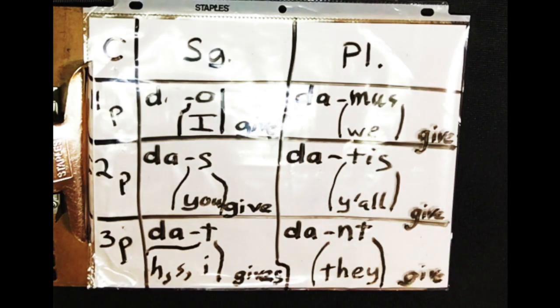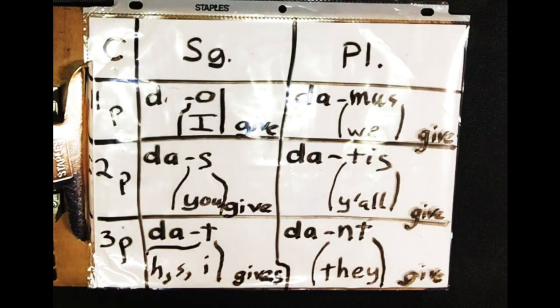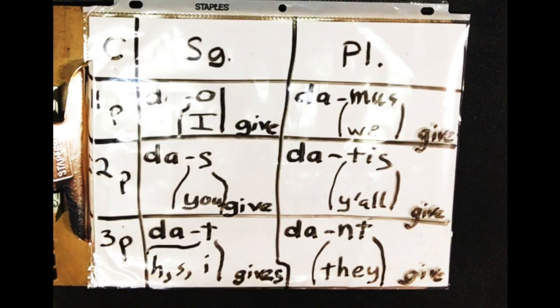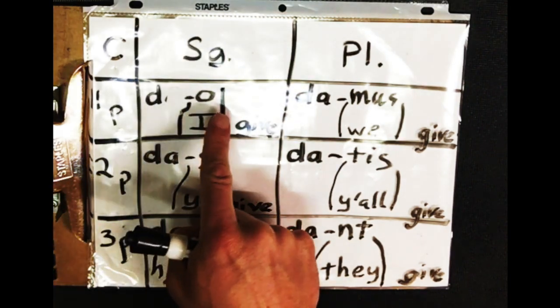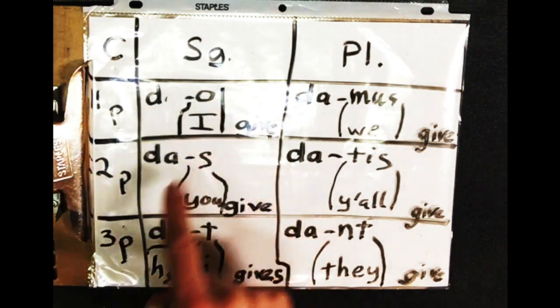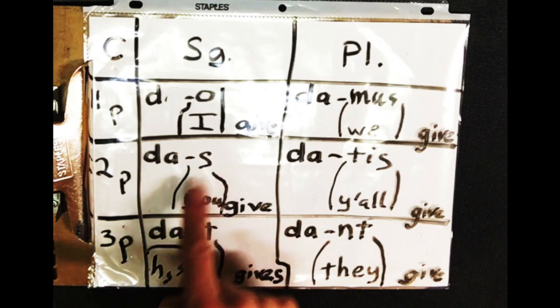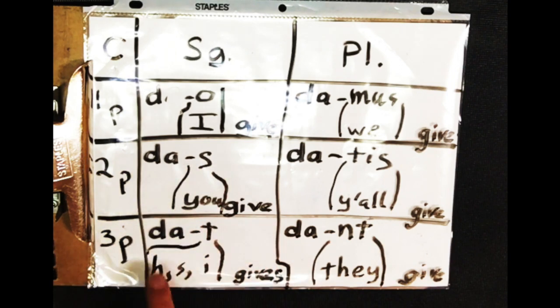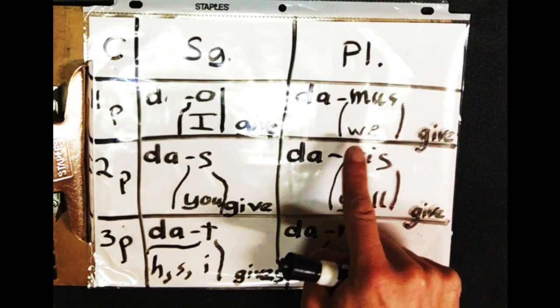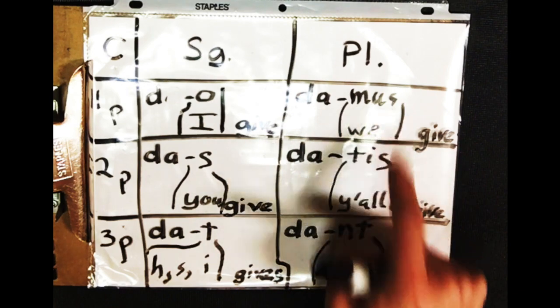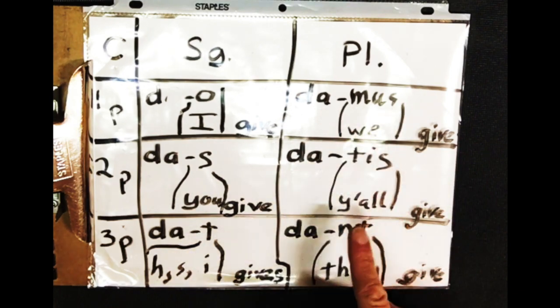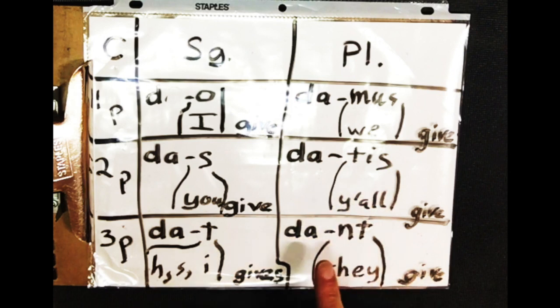And then as a final exercise, if you have time, let's just bring it back to the Latin in its complete form. Do, I give, do. Das, you give, das. Dat, he, she, or it gives, dat. Damus, we give, damus. Datis, y'all give, datis. Dant, they give, dant.